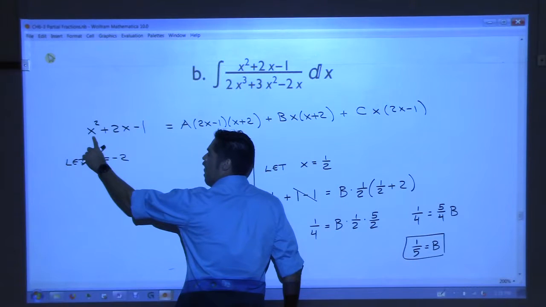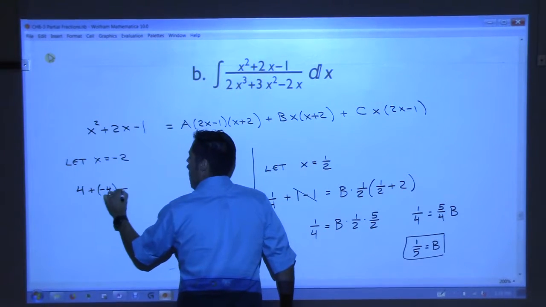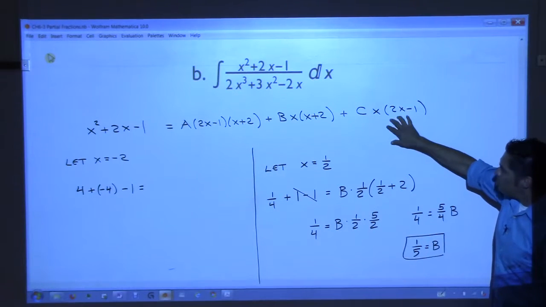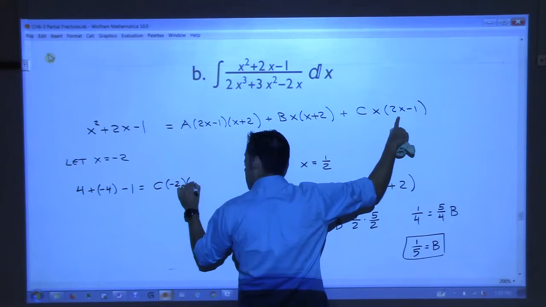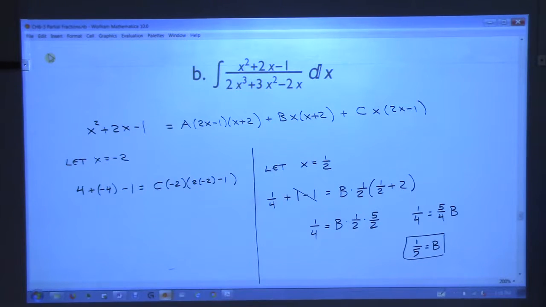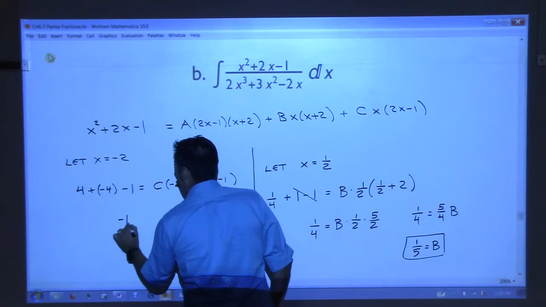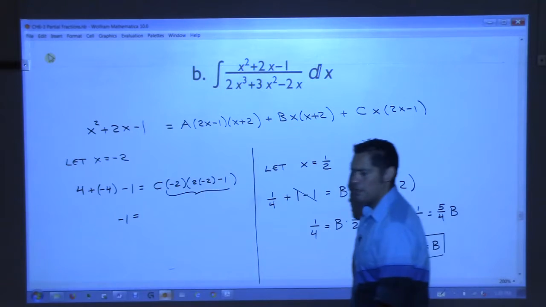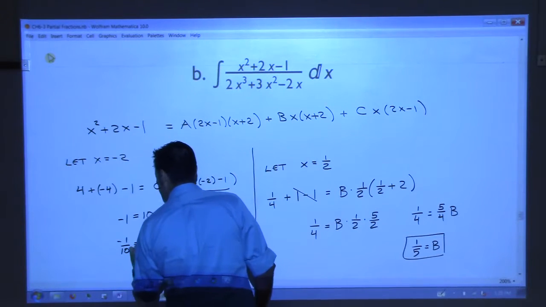Be careful here. -2 squared is 4, plus 2 times -2, that's -4, and then minus 1. That's the left side of the equation. This guy and this guy should go away, right? And then I plug in -2 here. So C times -2, and then 2 times -2 minus 1. That's a little messy, but I think we can figure it out. What's the left side of this equation? -1. And then what's all this stuff put together? 10. That should be 10c on that side. And then divide both sides by 10, so negative 1/10 is c.